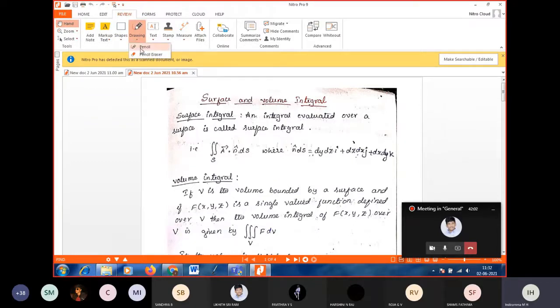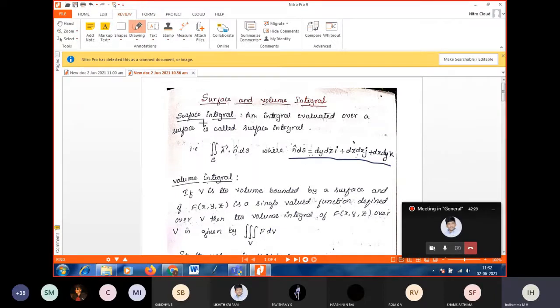Where n cap ds, you should remember this formula. n cap ds is equal to dy dz, starting from dy and changing cyclically. Y to z, dy dz. Next z to x, dz dx. Next x to y, dx dy. Okay, dy dz, dz dx, dx dy. That is the value of n cap ds.